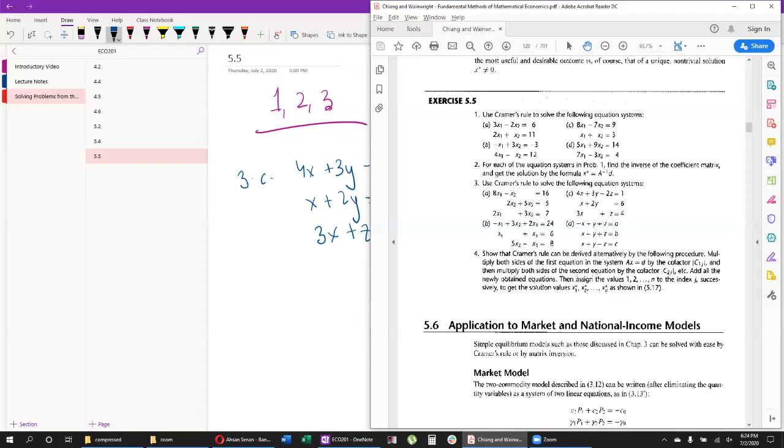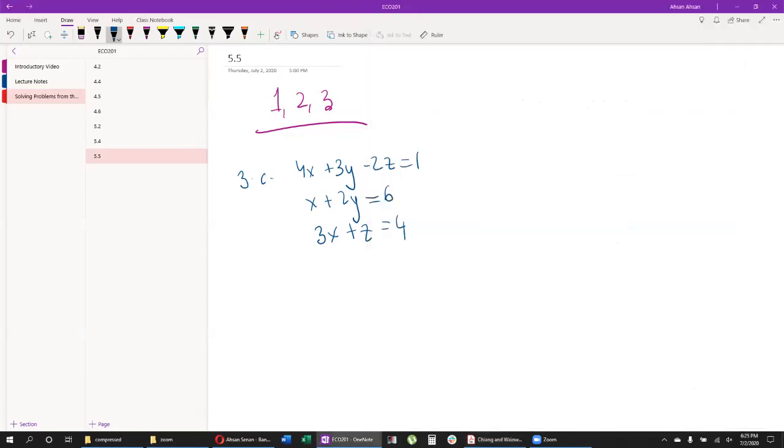So in number 3, you have 3 by 3 systems of equations. So 3 equations, 3 variables, and you have to find the values of x, y, and z using Cramer's rule. So once again, it's pretty basic. We've talked about this just in our previous video. So I'm going to go through this very quickly. I'm going to do 3C. So this is what we have.